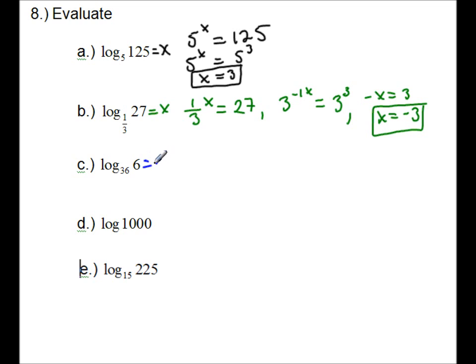This equals x. So 36 to the x power equals 6. So now, how can we convert this? Well, we know that this can be rewritten as 6 squared to the x power equals 6. Our bases are the same, and remember, what's the exponent up here? It's 1. So we can set these equal to each other, and that's going to be 2x equals 1. And so x has to equal 1 divided by 2.